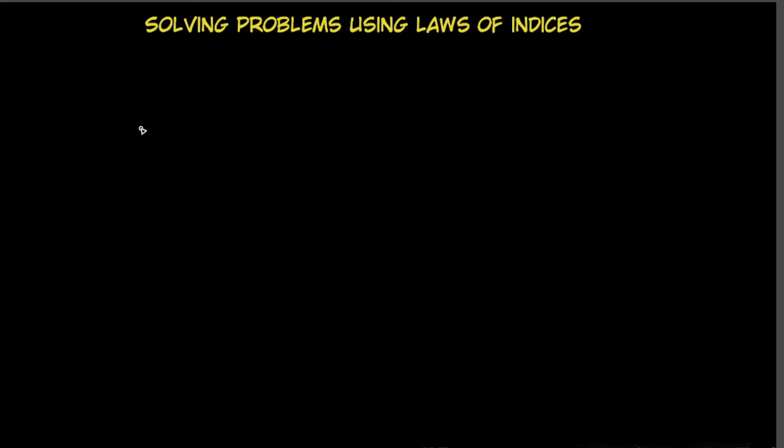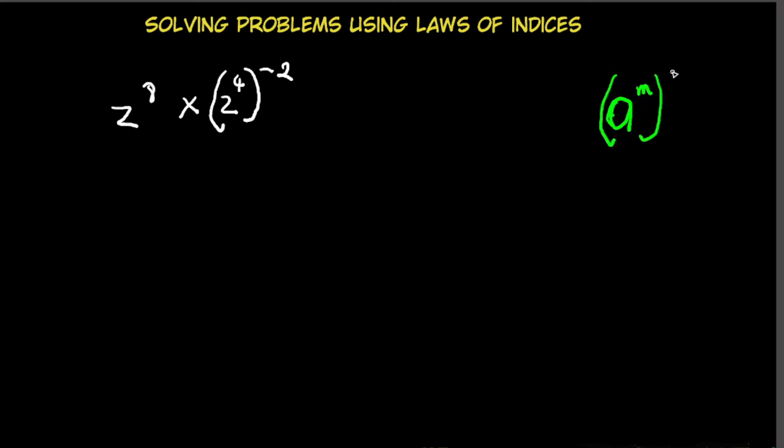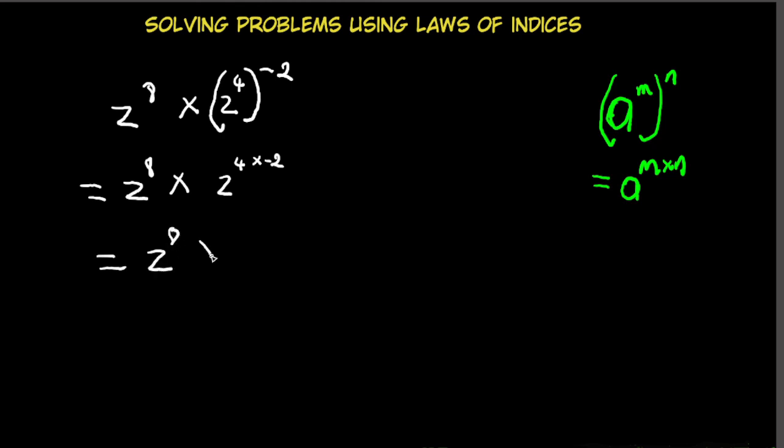Here we have z raised to the 8th power times z raised to the 4th power, all in bracket, raised to the negative 2 power. What to do first? Laws of indices: a raised to m, all in bracket, raised to n is equal to a raised to m times n. We're going to apply this here. We're going to work this first. So now we have z raised to the 8th power times z raised to 4 times negative 2, which is equal to z to the 8th power times z raised to the negative 8 power.